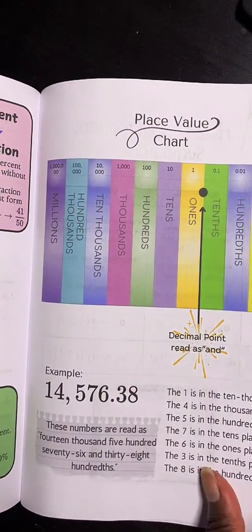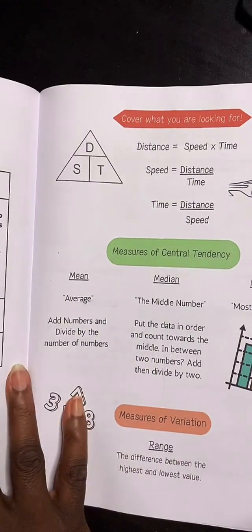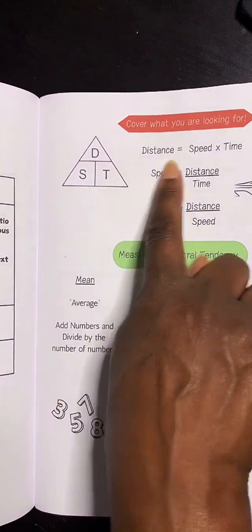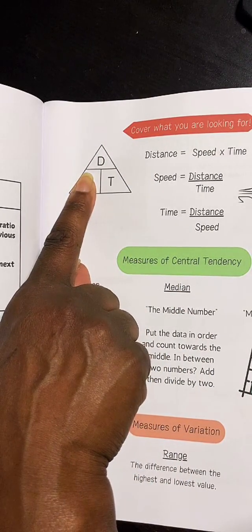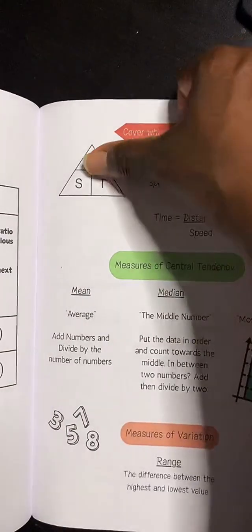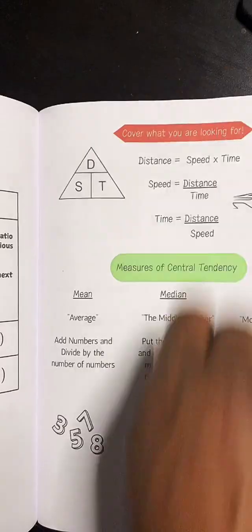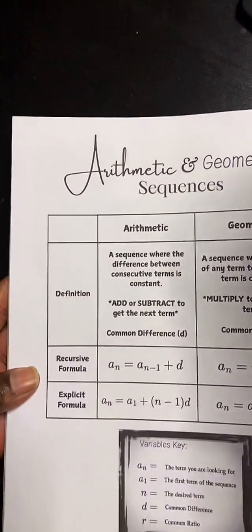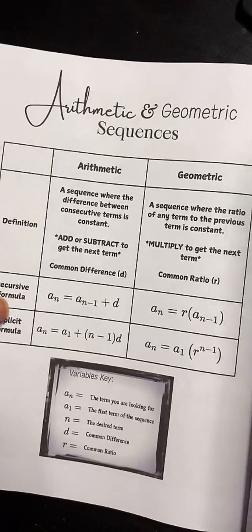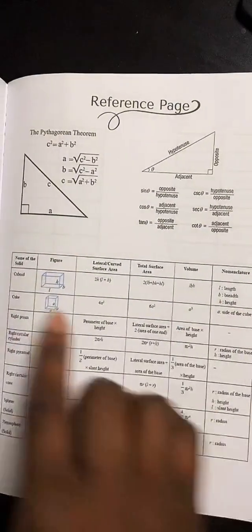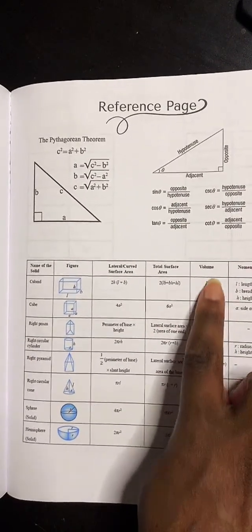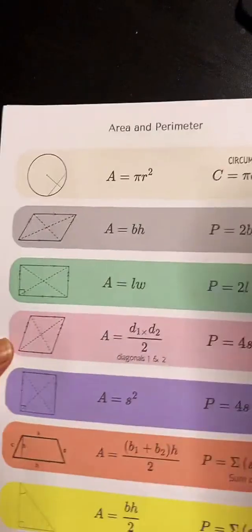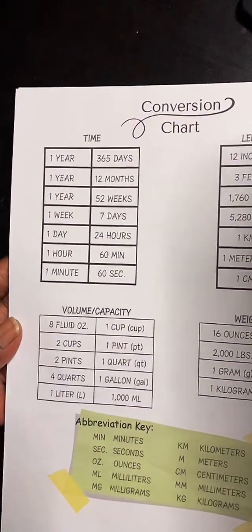This is dealing with place values. Some people forget how to round. It's there. How to do distance, speed and time. If you're looking for speed, boom, you need to divide the distance by the time. If you're looking for distance, boom, you need to multiply the speed and time. Measures of central tendency, arithmetic and geometric sequences and their rules. Then you have systems of equations and systems of inequalities. A reference with the Pythagorean theorem and a little bit of trig. We were doing some stuff with that today. Volume, surface area, area and perimeter, as well as your conversion chart.